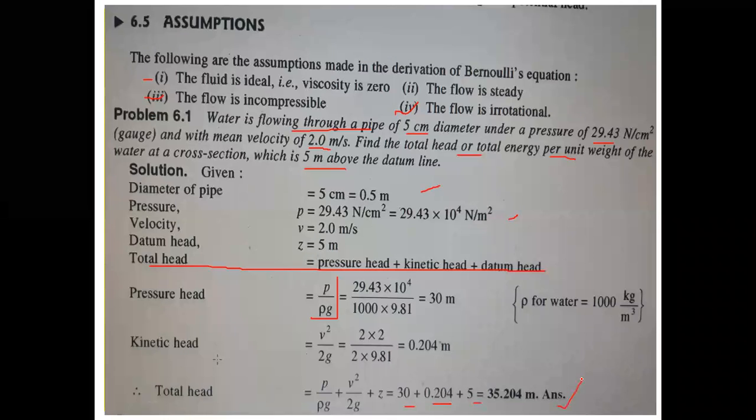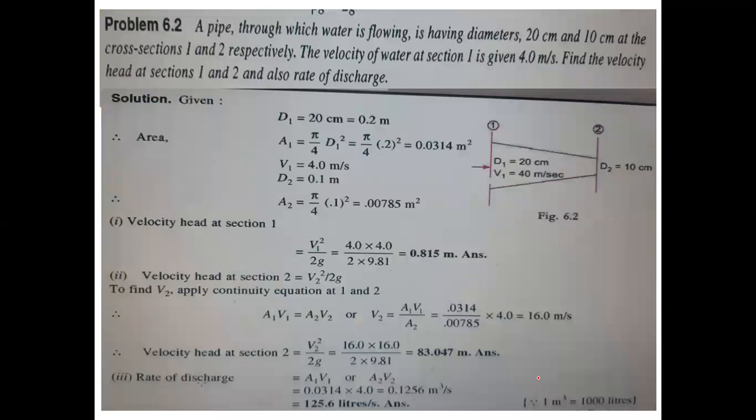Very simple and straightforward problem. So what did he give here? He gave the given data. We have to remember the formula for total head: the total head of the water is pressure head plus kinetic head plus datum head. The pressure head is P by rho g, and the kinetic head is v square by 2g. Thereby, the total head is equal to 35.204 meter. Next, what is the next question?